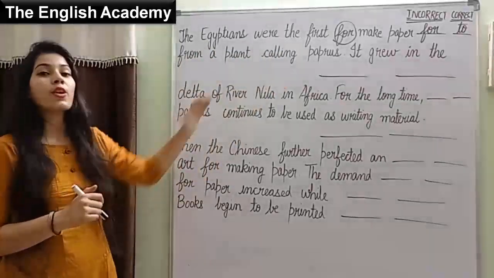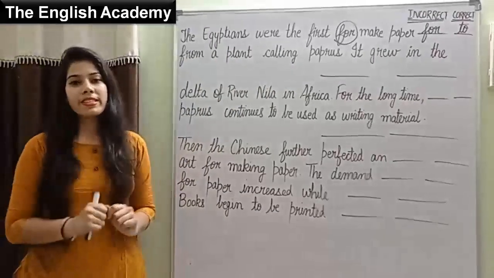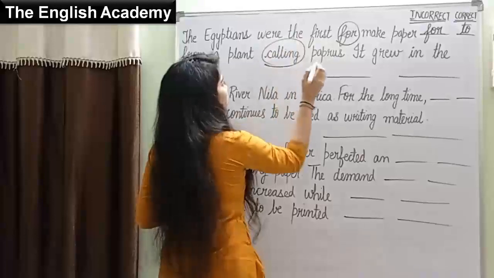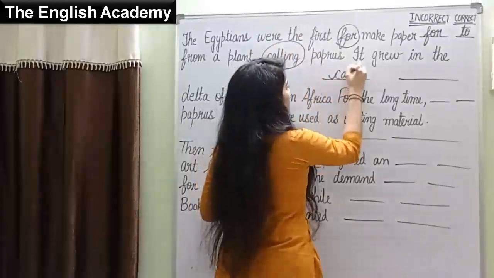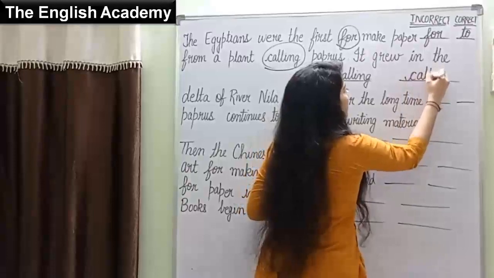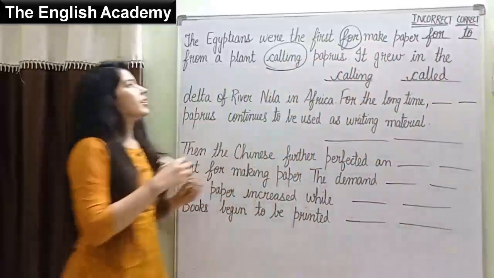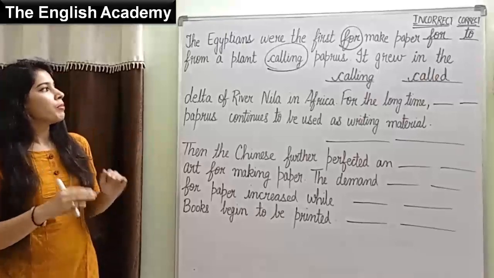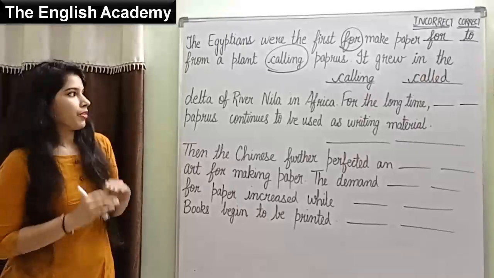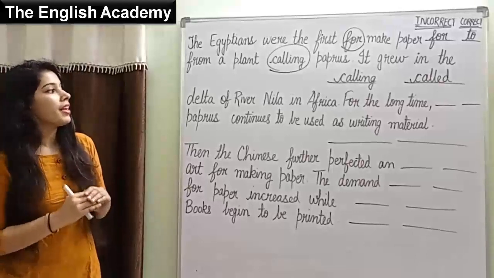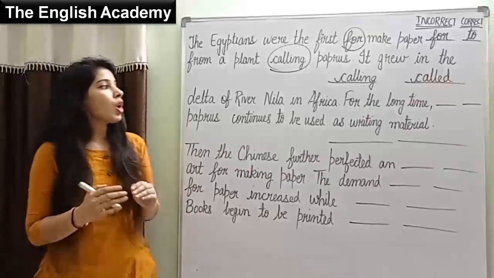Look, मिली न गलती. Calling. Calling is present and the paragraph is in past tense. So this is wrong. Calling should be called. The Egyptians were the first to make paper from a plant called papyrus. It grew in the delta of river Nile in Africa for the long time.